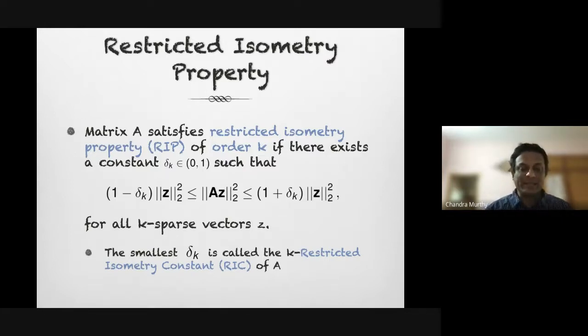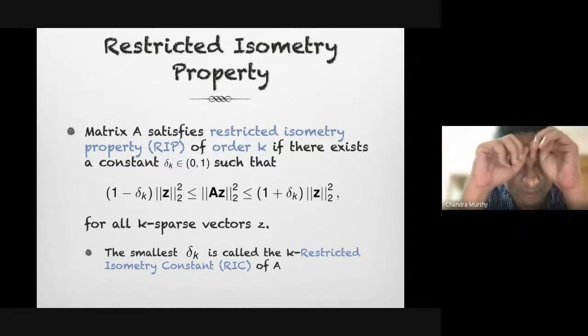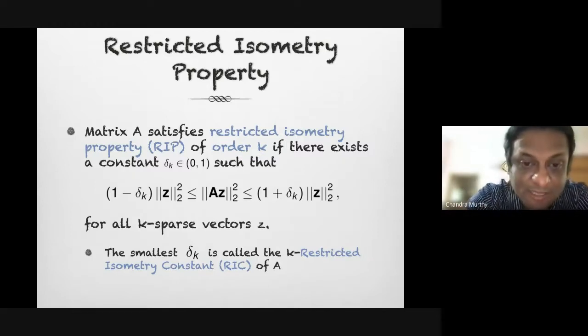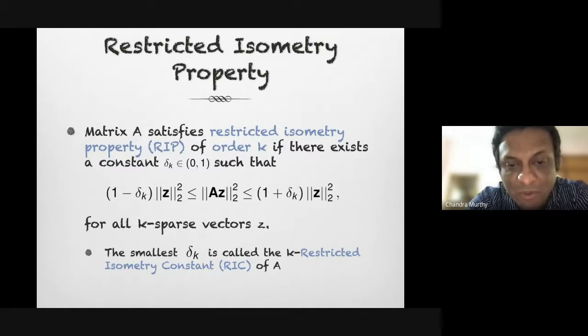The first answer is that what one can show is that if your measurement matrix A has random entries, not deterministic, so for example, you choose the entries of A from a Gaussian distribution, then you can show that with high probability, in fact, with what is called overwhelming probability, meaning that the probability that the matrix A does not satisfy this condition, this inequality written here, will go to zero exponentially fast in the size of this matrix.